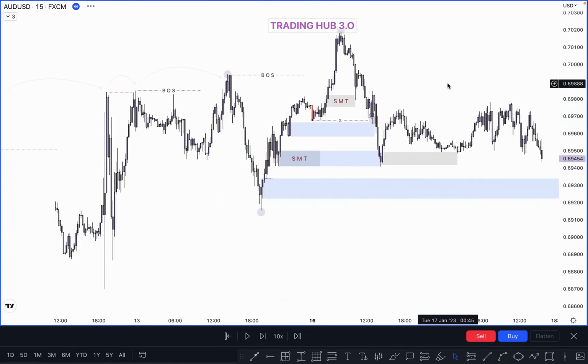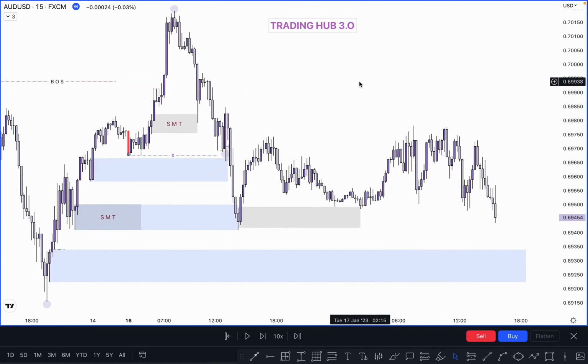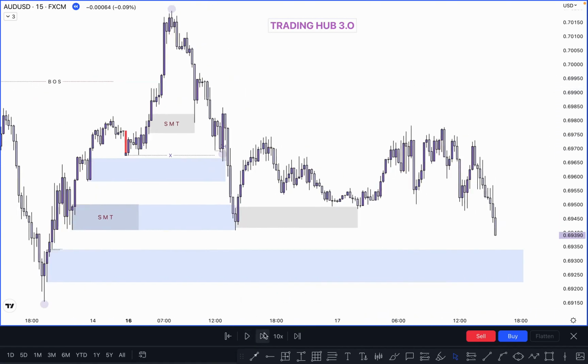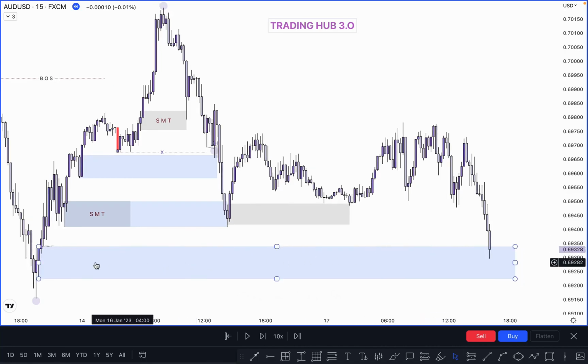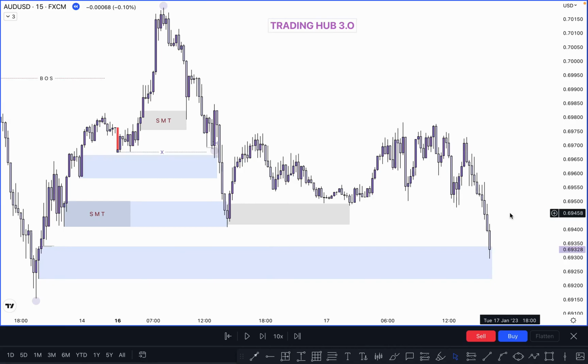Okay, so let's wait to mitigate this order block, then you can switch to the 1 minute time frame for entry criteria. So let's see what happens next. Okay, so finally the market mitigated our order block. Now you have to switch to the 1 minute time frame to see exactly how you can trade in a 1 minute time frame.